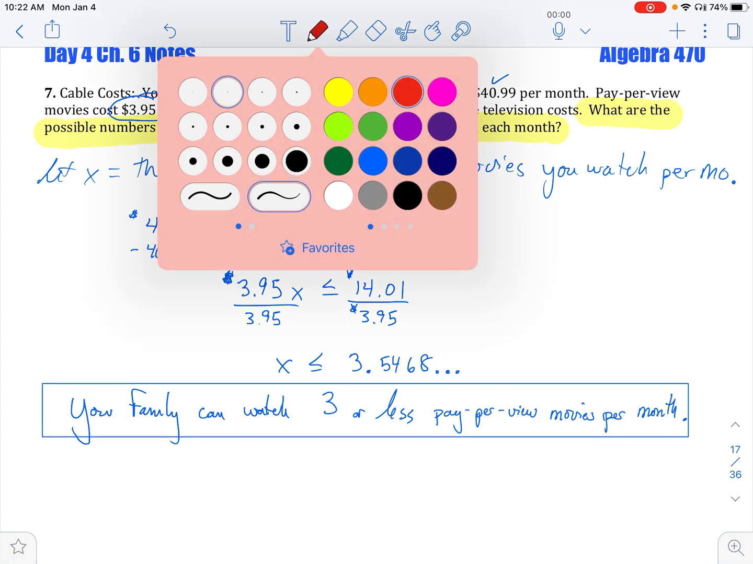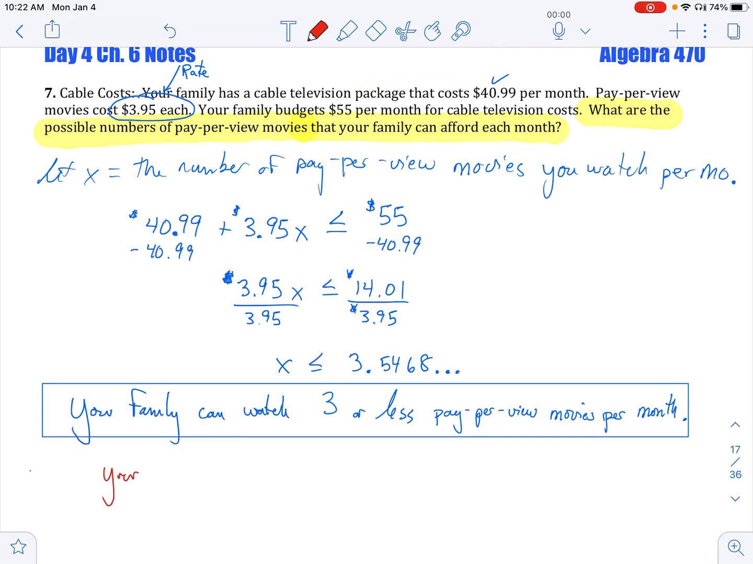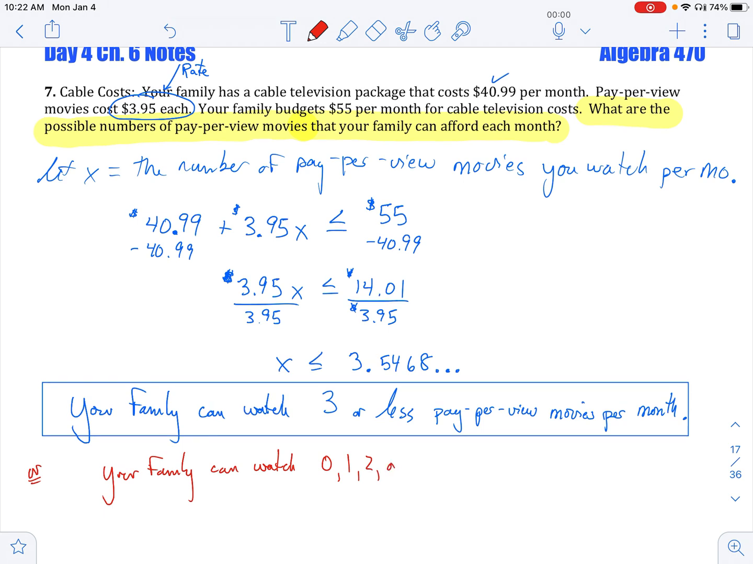Another way you could write this is, I'm going to put or, your family can watch 0, 1, 2, 3 pay-per-view movies per month. I won't write the last one down, but we might also be able to say your family can watch a maximum of 3 pay-per-view movies per month.